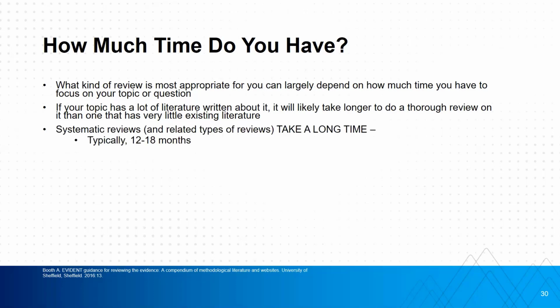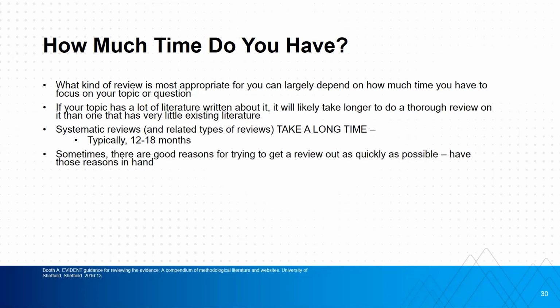So systematic reviews and related types of reviews, and by related types of reviews, I mean scoping and integrative reviews, take a long time. Generally, at least a year. And that's not something that I'm saying to scare you. They've actually done studies on this. Sometimes there are good reasons for trying to get a review out as quickly as possible. I mentioned COVID-19 research. That's a good reason to have a rapid review.